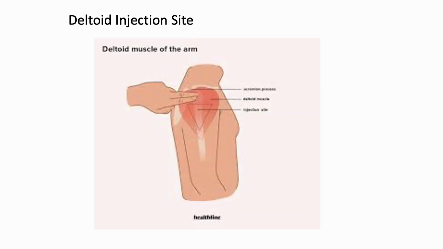Here is a picture of the deltoid muscle and someone finding that injection site, which involves a whole method that we'll actually talk about and practice in lab.